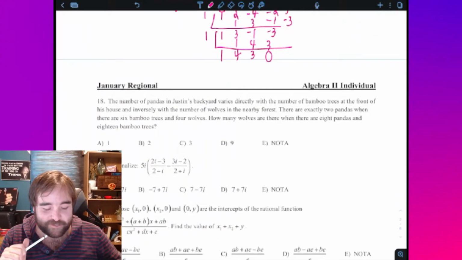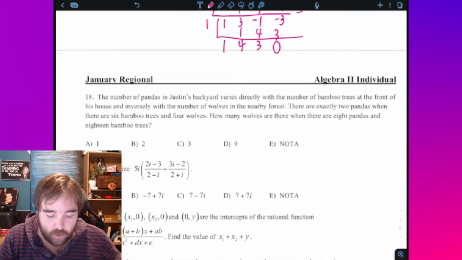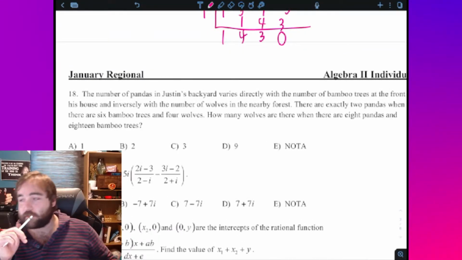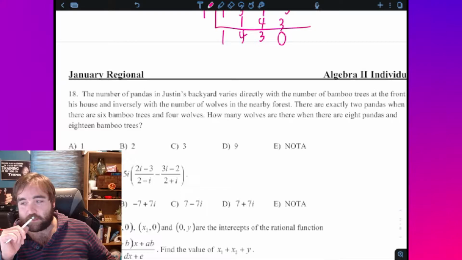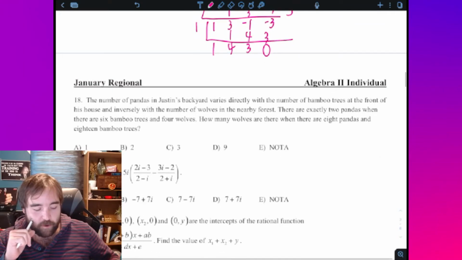Alright, the number of pandas in Justin's backyard varies directly from the number of bamboo trees at the front of his house and inversely with the number of wolves in the nearby forest. There are exactly 2 pandas when there are 6 bamboo trees and 4 wolves. How many wolves are there when there are 8 pandas and 18 bamboo trees? I comprehended 0 of that while I read it. 0. Okay.